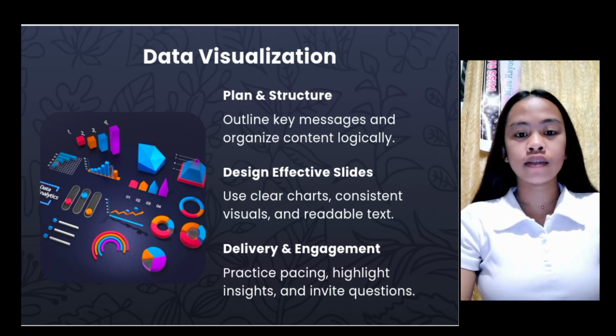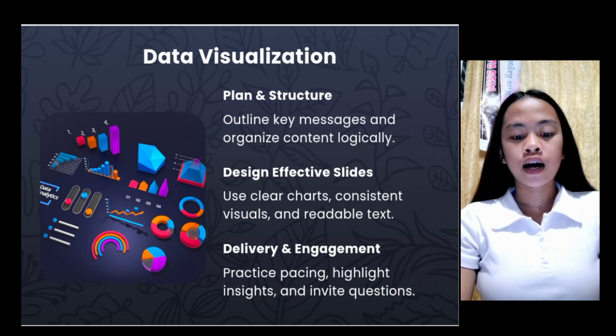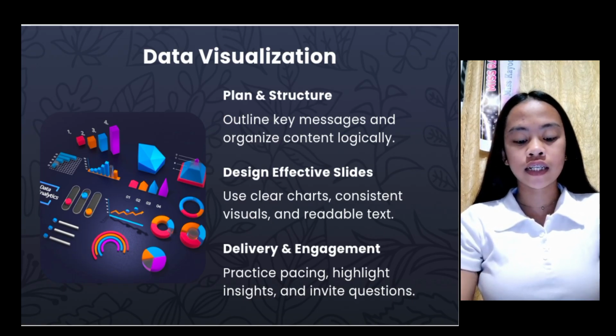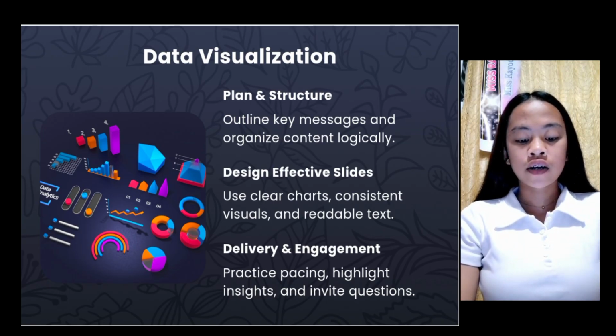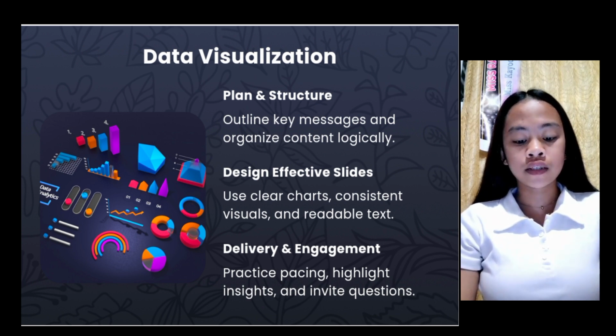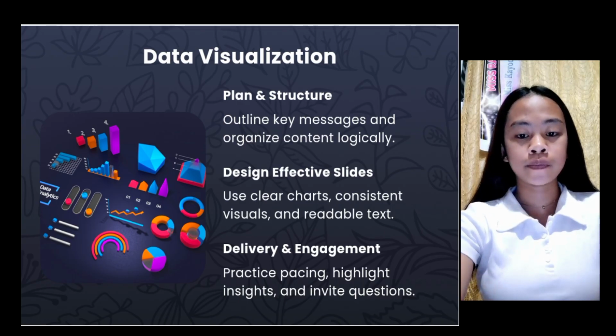First is planning and structure. Outline key messages and organize content logically. Example: planning and structure means organizing your ideas and information before creating your presentation. This helps the audience understand the topic clearly because the information is arranged in logical order.